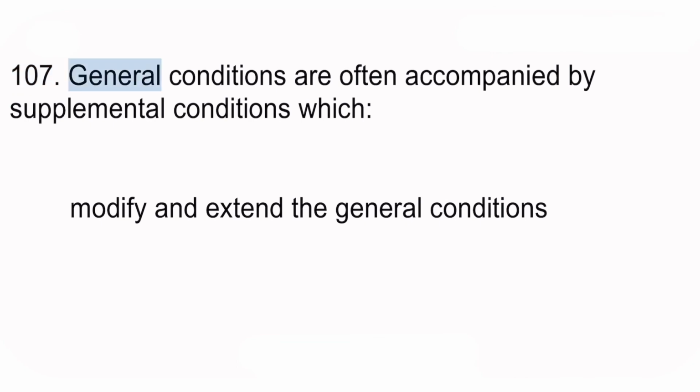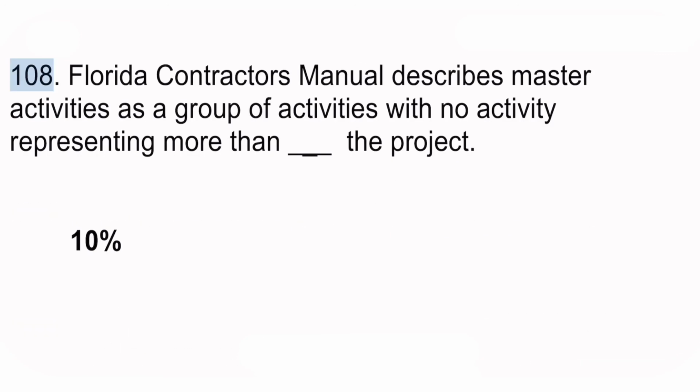107. General conditions are often accompanied by supplemental conditions which modify and extend the general conditions. 108. Florida Contractor's Manual describes master activities as a group of activities with no activity representing more than the project. 10%.